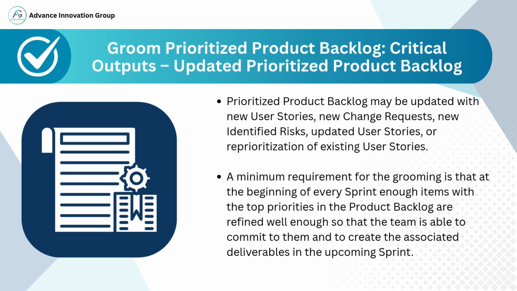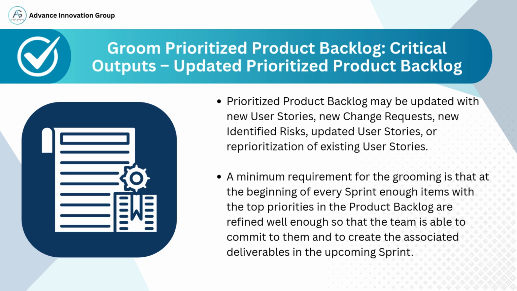It incorporates several types of changes, including new user stories that may have emerged from stakeholder feedback or evolving business requirements, new change requests that have been approved and need to be integrated into future work, newly identified risks which may affect scope or priority, updated or clarified user stories, often rewritten for better understanding or feasibility, reprioritization of existing items based on urgency, value, or technical considerations.